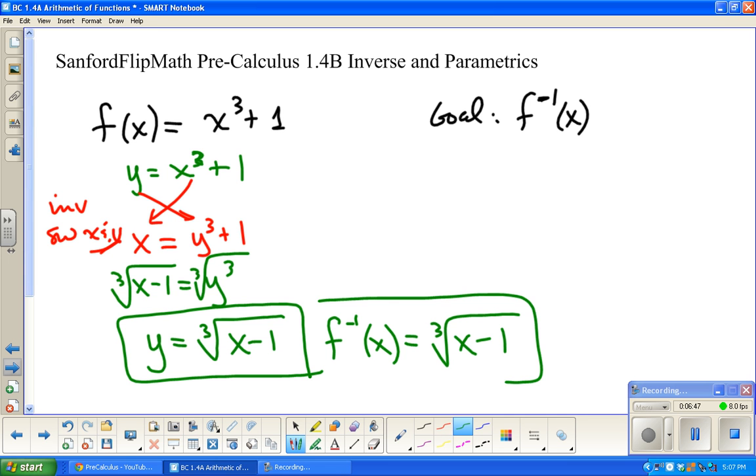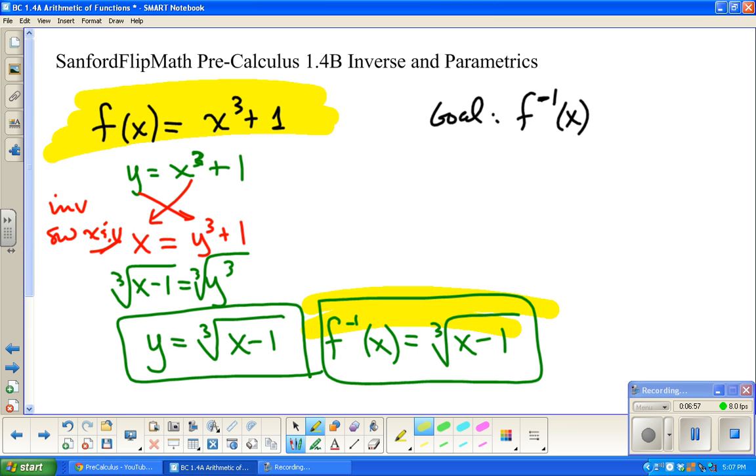So supposedly, if I wanted to undo y values from this and get back to x values, then I would use this. And if you think about it conceptually, that really ought to make sense. If I cube something and then add 1, then wouldn't it make sense that to undo that, I would undo the 1 and then uncube it?